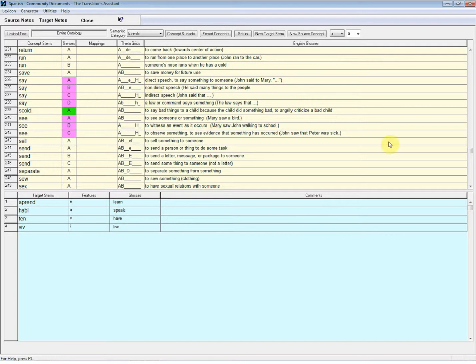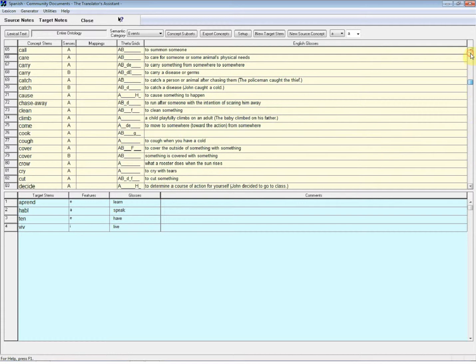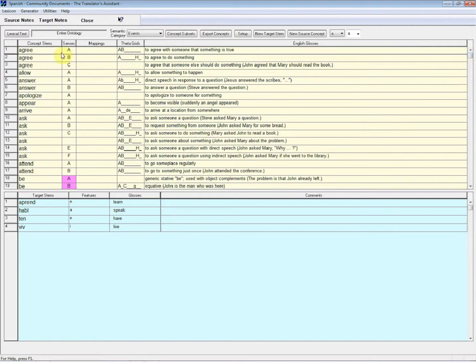Now, let's go to another example I saw up at the top here. I saw agree. There are 3 senses of agree: to agree with someone that something is true, to agree to do something, and to agree that someone else should do something. Now, the first one is quite different in meaning from the second two. That's an example of sense discrimination for the reason of actually different meanings. The second two are kind of similar in meaning, to agree to do something, but they expect different argument structures.